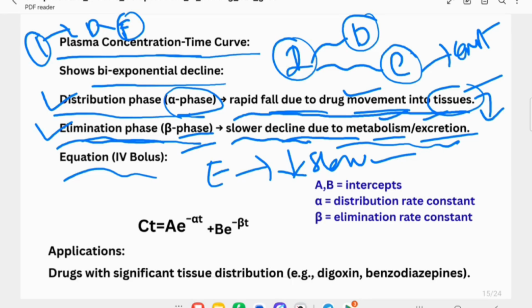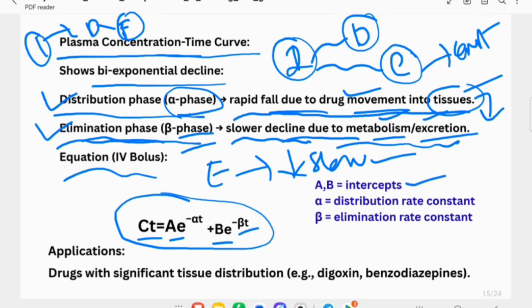Here there is a mathematical expression we have seen: Ct is equal to A e to the power of minus alpha t plus B e to the power of minus beta t. Here A and B are intercepts, alpha is the distribution rate constant and beta is the elimination rate constant. We have taken two constants: alpha refers to distribution, beta refers to elimination.